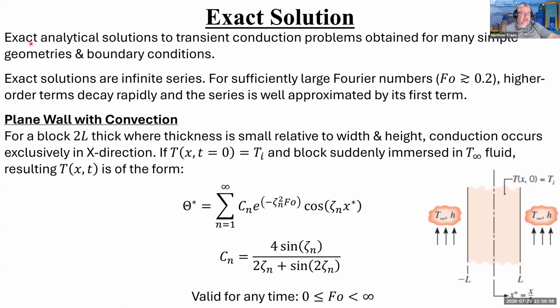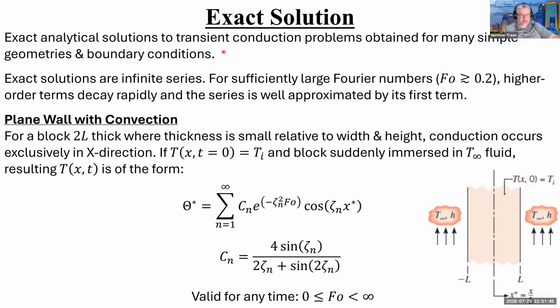So I say here, exact analytical solutions to transient conduction problems are attained for many simple geometries and boundary conditions, right? So these solutions are known for slabs, cylinders, spheres. You could go into the literature and find these solutions for a lot of common shapes. The book just uses those three: plane walls, which I call a block or a slab, cylinder and sphere. So the problems that we'll encounter in this class are basically going to be based on that geometry, but you could definitely find other solutions for other slightly more complicated geometries.